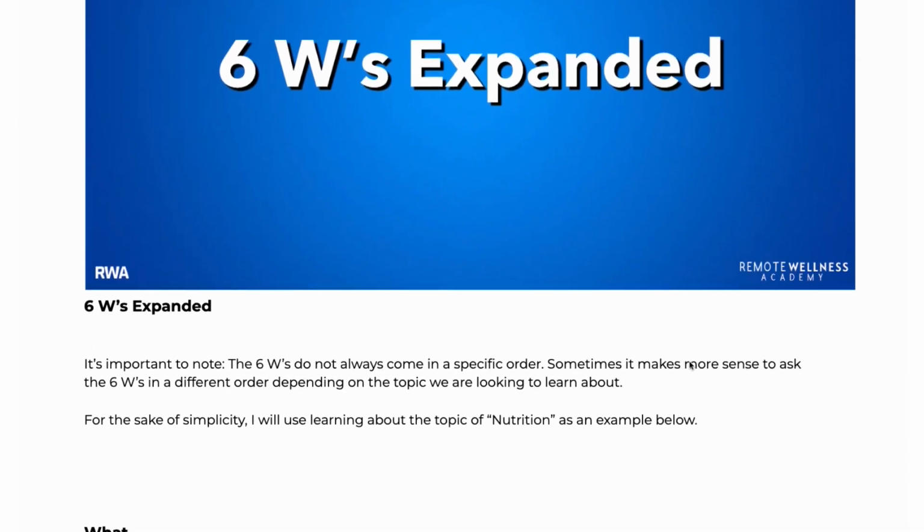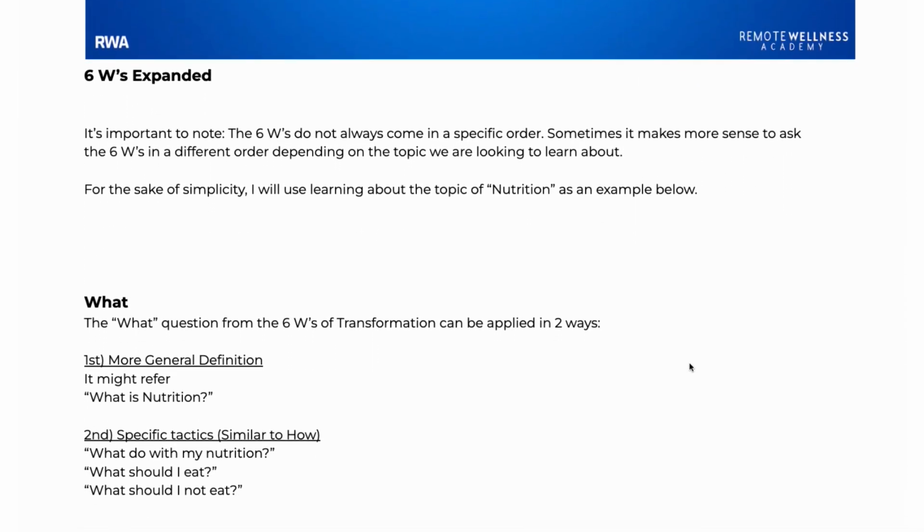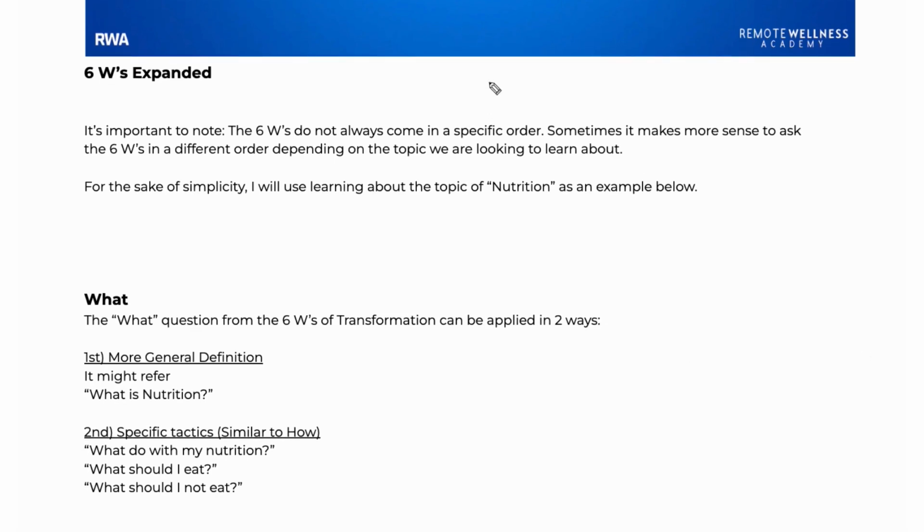Number one, it's important to note that the 6 W's do not always come in a specific order, because sometimes when you are learning about a specific topic, it makes more sense to have certain W's come before other W's. So sometimes we put them out of order. Unlike the 6 W's of becoming, where there was a waterfall effect, we talked about the what, why, who, and then left the how, when, where more to the gut and the trusting of karma, God, universe, whatever that might be. But specifically with the 6 W's of transformation, sometimes it makes more sense to have different W's in different orders.